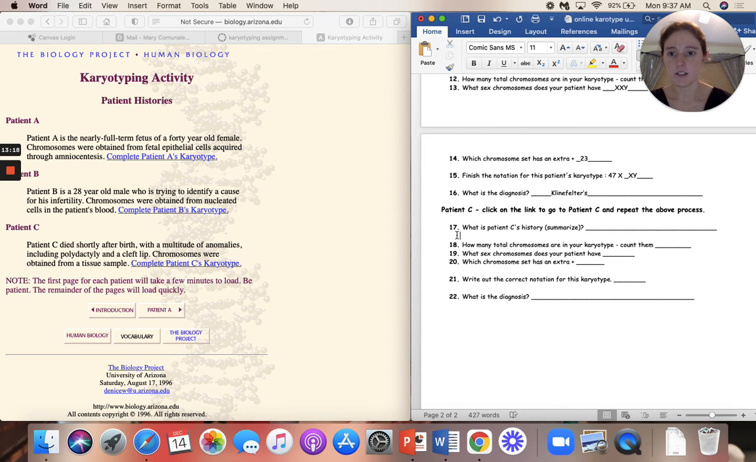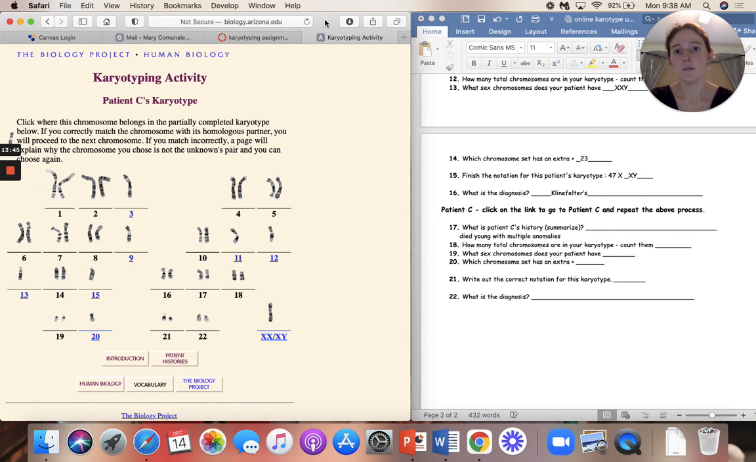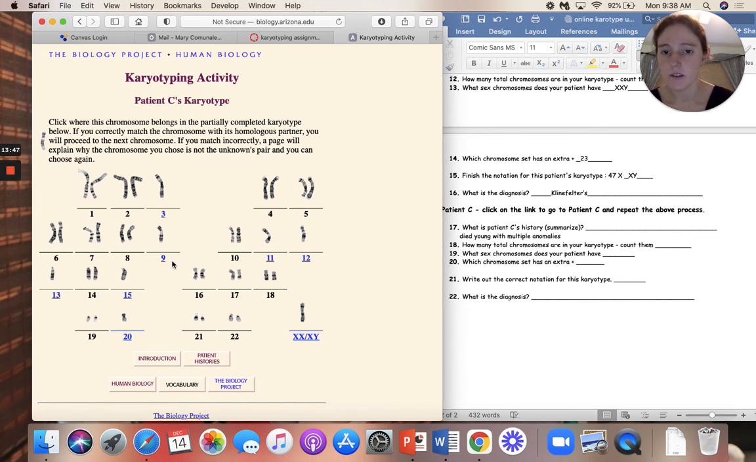And patient C. Patient C died shortly after birth with a multitude of abnormalities, including polydactyly and a cleft lip. Chromosomes were obtained from a tissue sample. All right, so died young with multiple anomalies. I'm going to click on this one here. Put it over a little bit so I can see what I'm looking for.